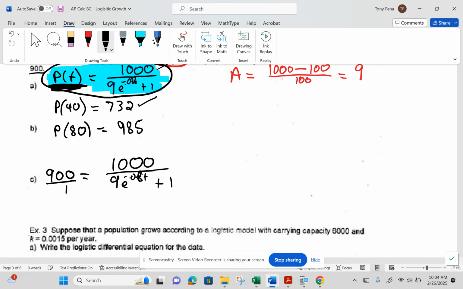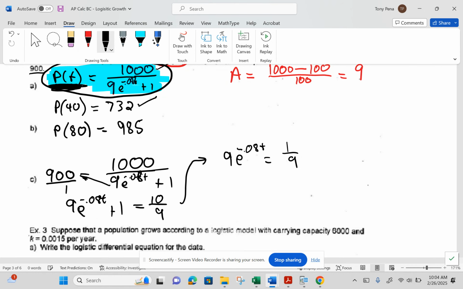I'm going to treat it as just a proportion and cross multiply. So I'm going to get 9e to the negative 0.08t plus 1. The 900 would have gotten divided over, so that's 10/9. Subtract the 1 over, so that would be 10/9 minus 9/9. So now that's 1/9. Divide by 9. So 1 over 81.